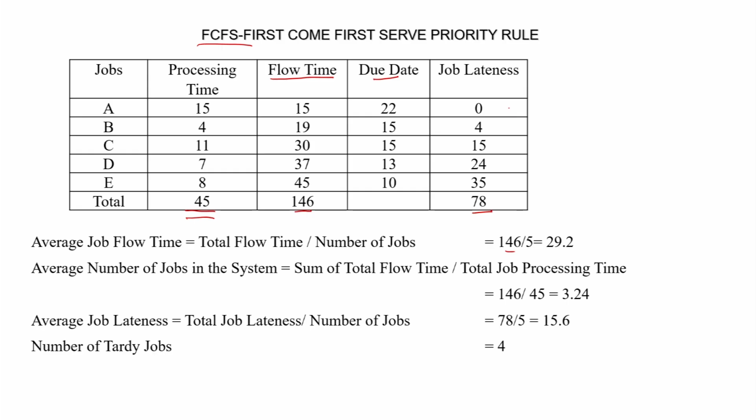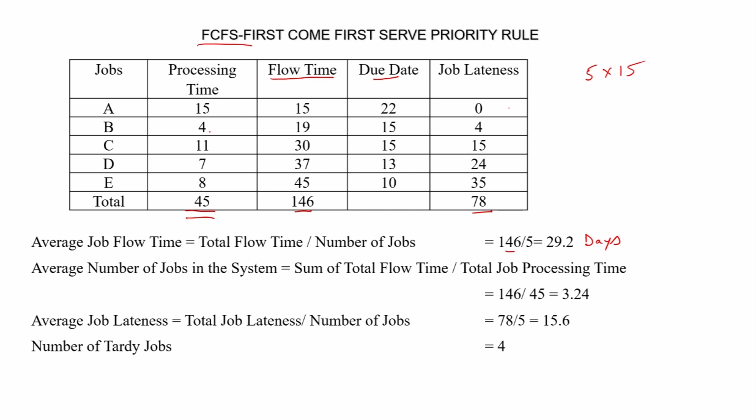This is how we can calculate the average job flow time: 146 divided by 5, which is 29.2 days, the average flow time of the jobs. You can also understand this number 146, the total flow time, this way. For the first 15 days, all the 5 jobs were in the system.